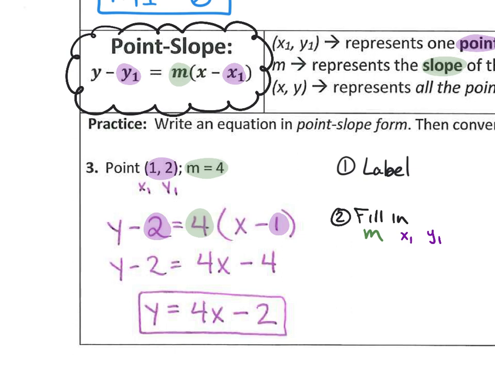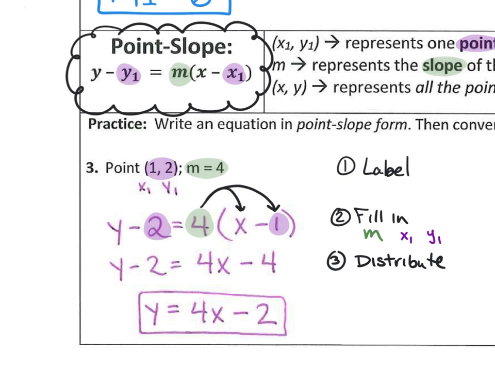Okay, the next thing I did, can anybody tell what happened from this line to this line? What has changed? I noticed those parentheses went away. How could these parentheses go away? Multiply. We're going to distribute the number in the very front. So that's the third step. We're going to distribute. 4 times x is 4x. 4 times -1 is -4.